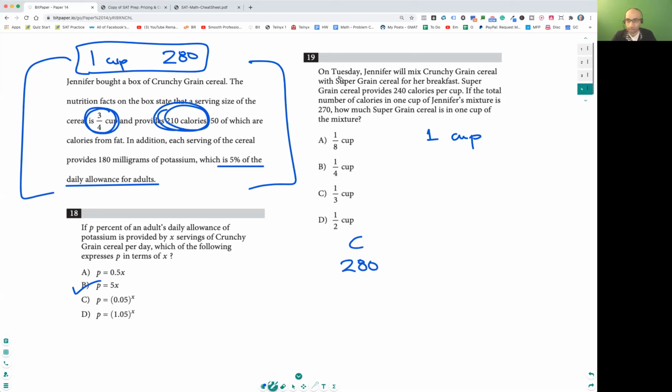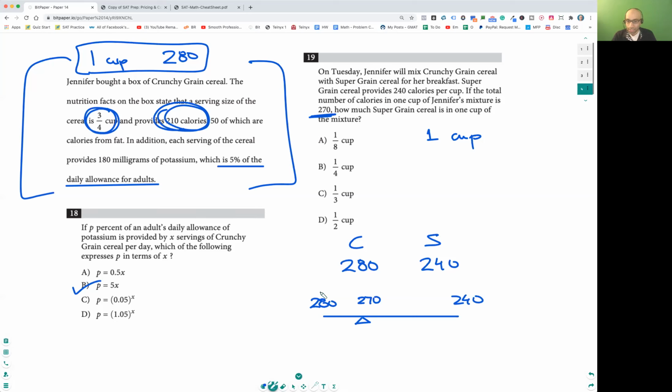I'm just going to write it down as C. And super grain is 240. So I would think about it like this. Let's say you're on a lever over here. This is 280 and this is 240, and think about a lever over here. The actual is 270, so I'm putting a 270 over here.